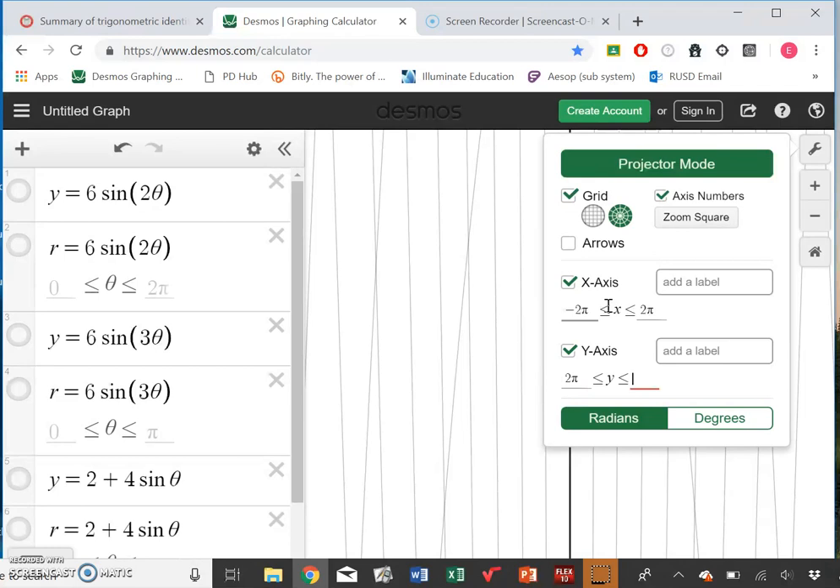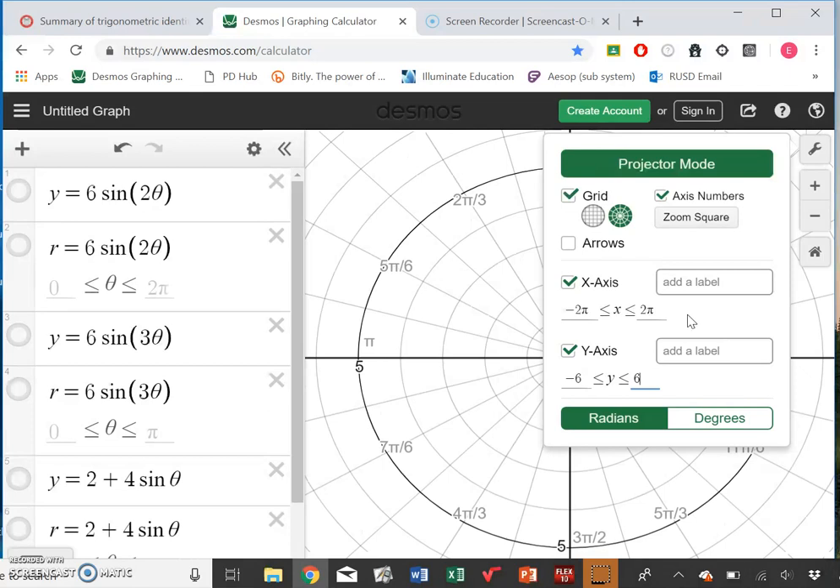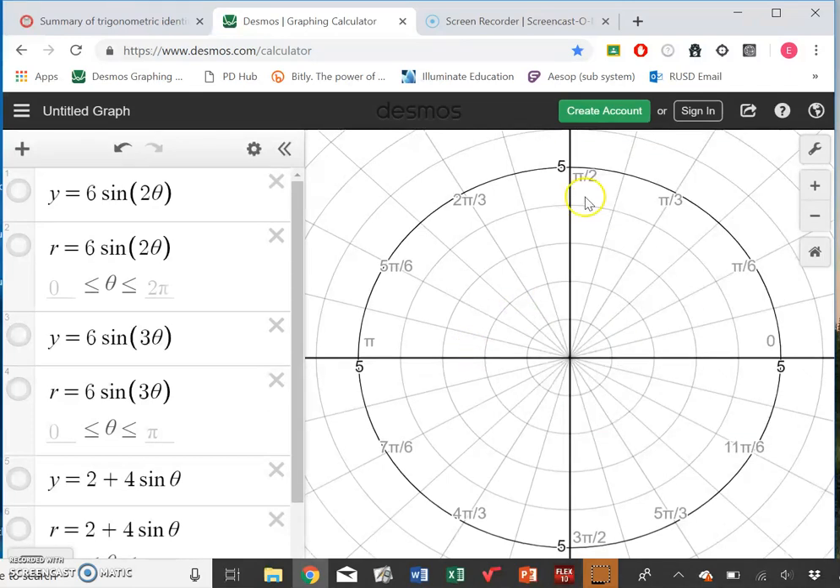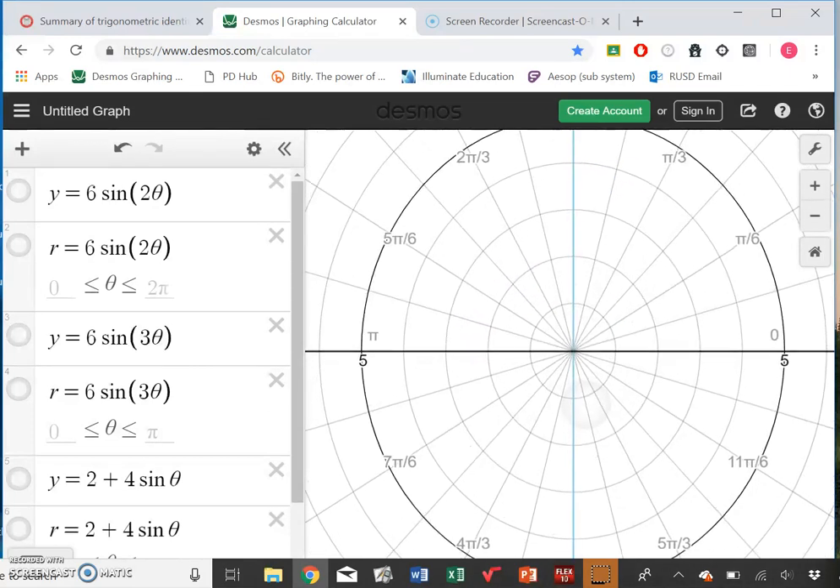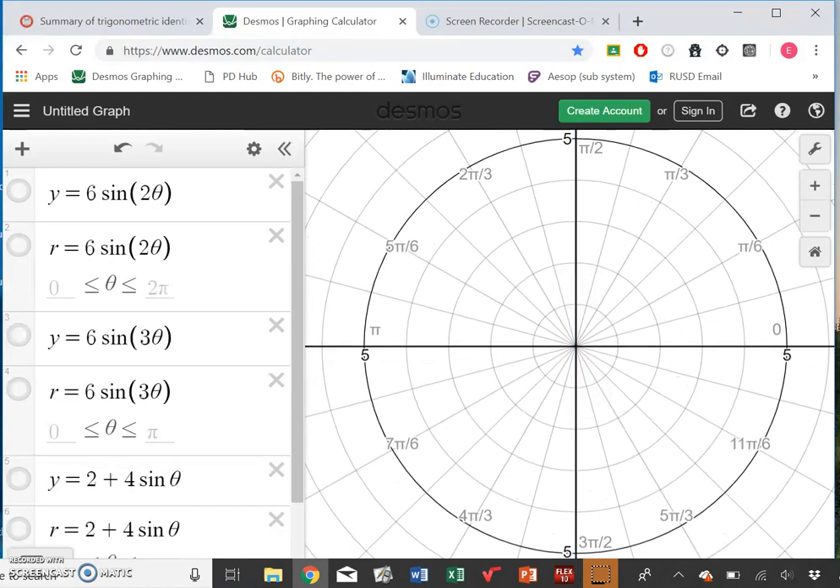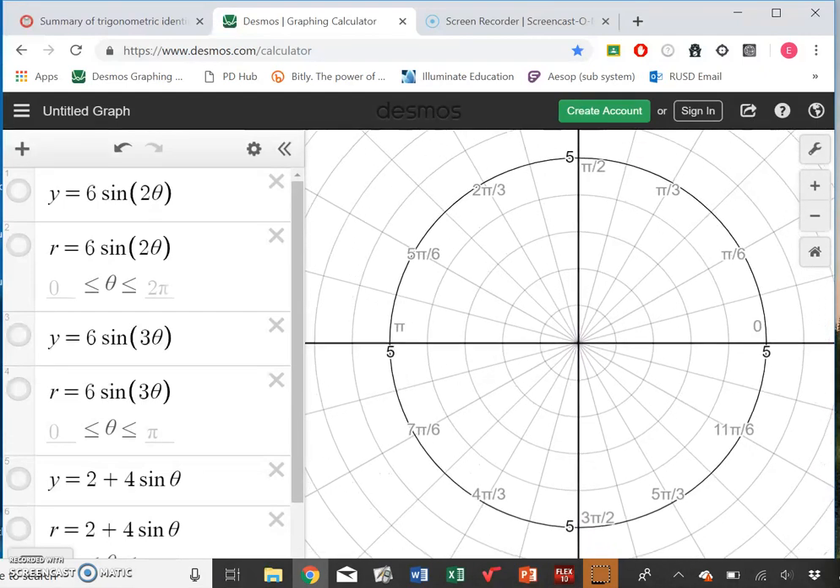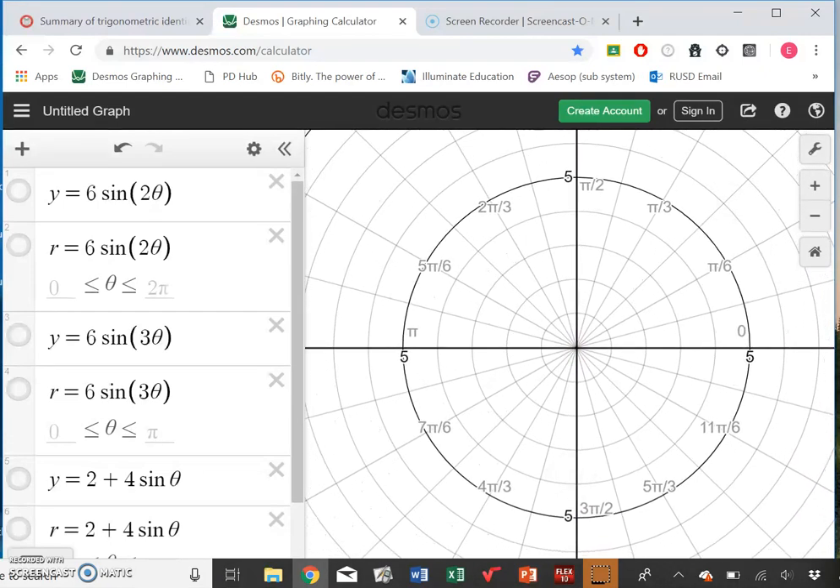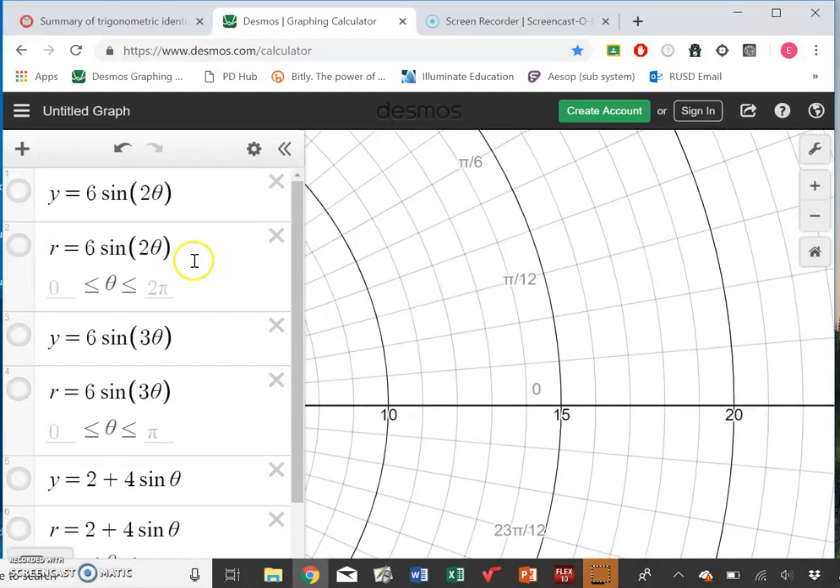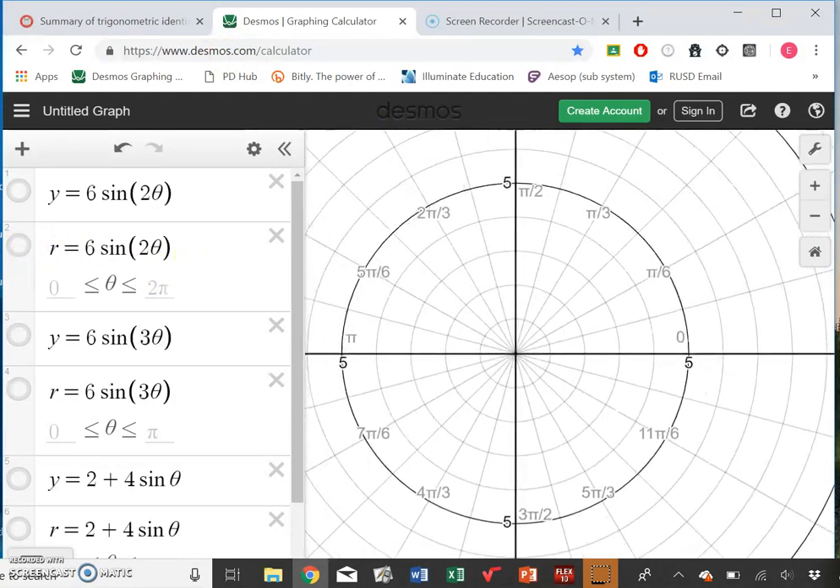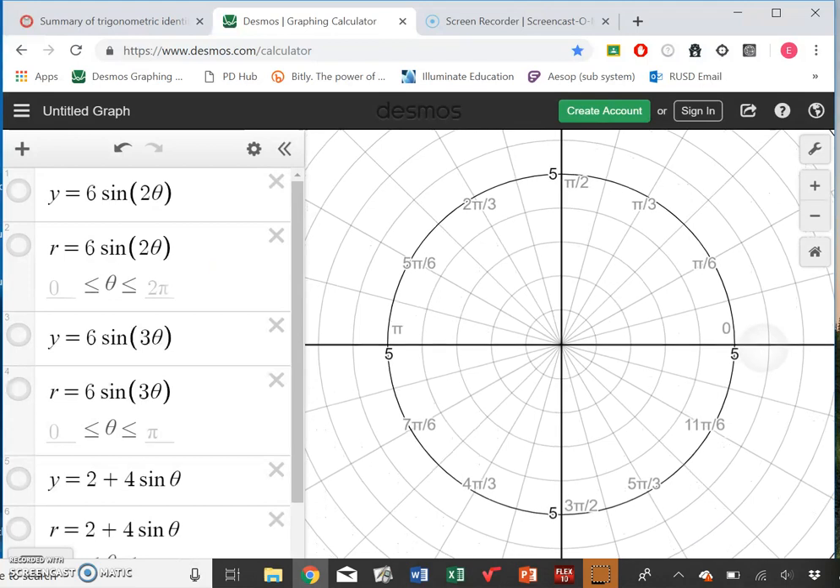Which looks terrible, so let me undo that. Negative 6. Okay, let's see. There. What is 2? Let's try that. That looks like a circle. Let's go ahead and turn this graph on.